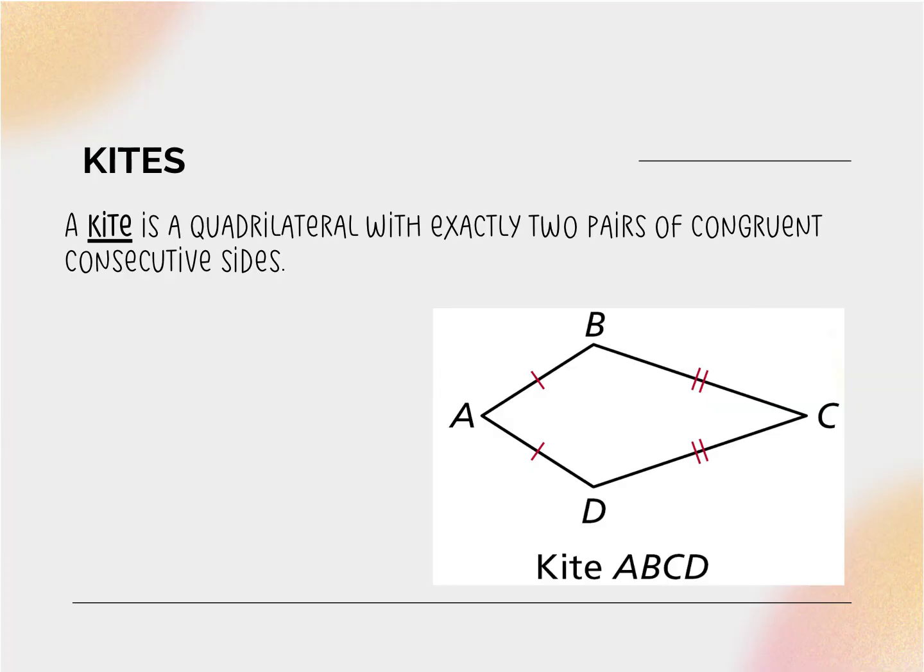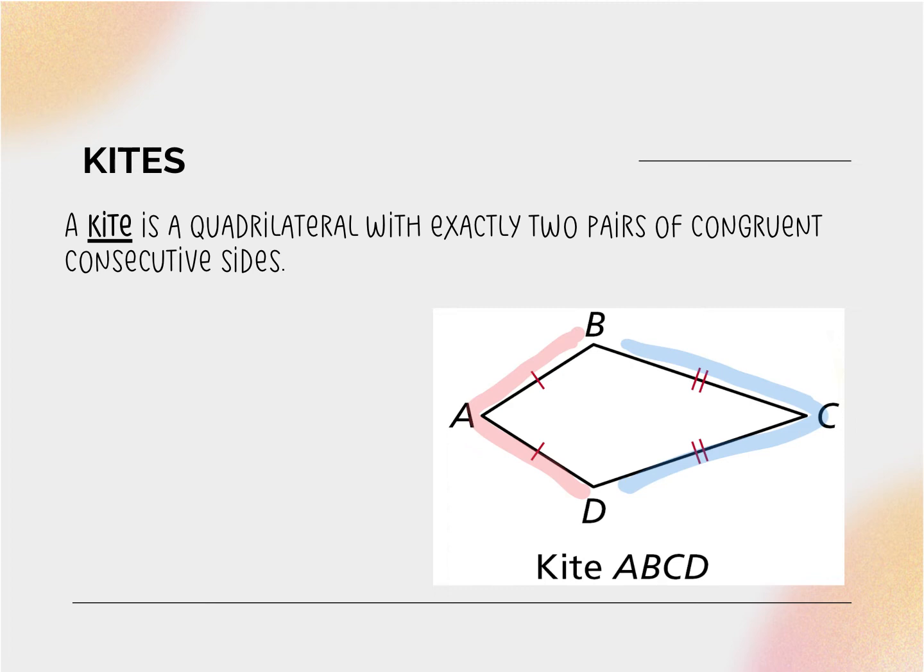Okay, so the definition of a kite is a quadrilateral with exactly 2 pairs of congruent consecutive sides. So what this means is, consecutive means in order or right next to. So notice in my picture here, I have a congruency mark here on AB, and then the consecutive side it's right next to that's also congruent would be AD. And then over here, BC, and its consecutive side would be CD. So it has exactly 2 pairs of congruent consecutive sides.